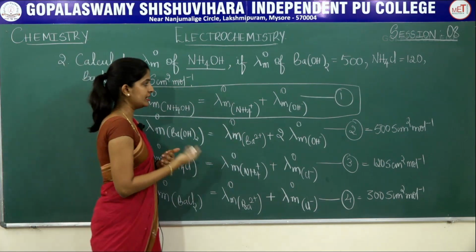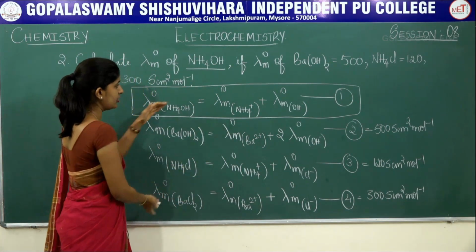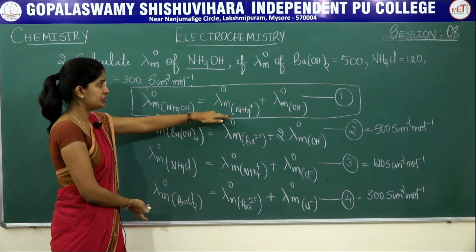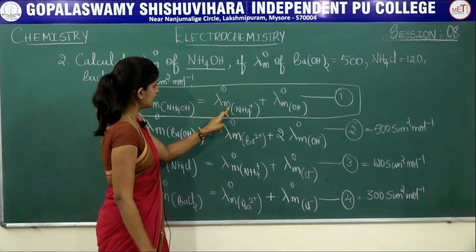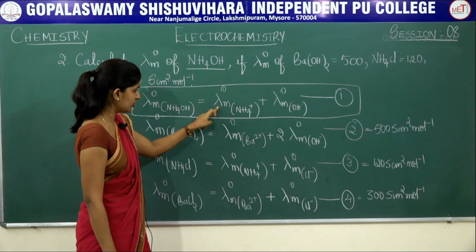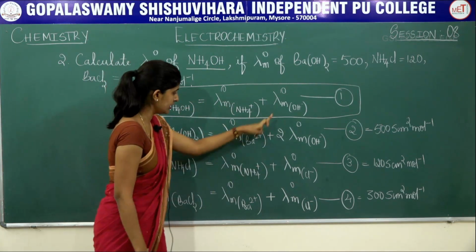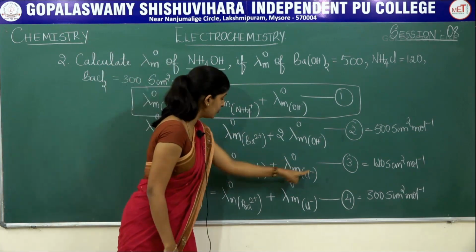Either you can have an addition or a subtraction. Using these 3 equations, you have to get this first equation. That's the agenda of this problem. So in this first required equation, you can observe that ammonium is required. Where is the ammonium ion here? Equation 2 has an ammonium ion.